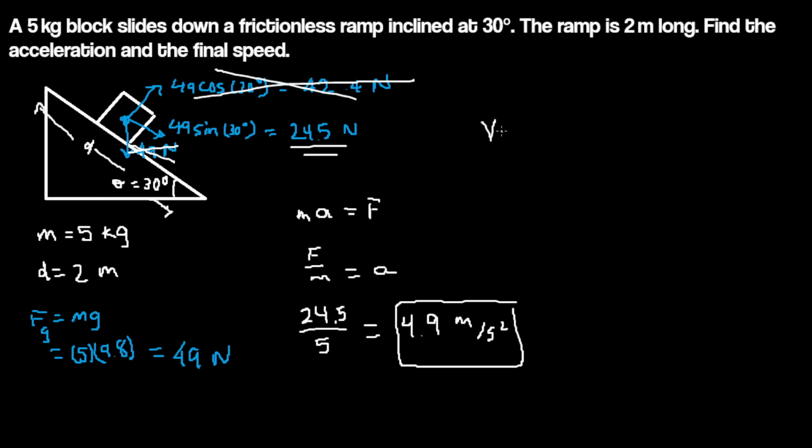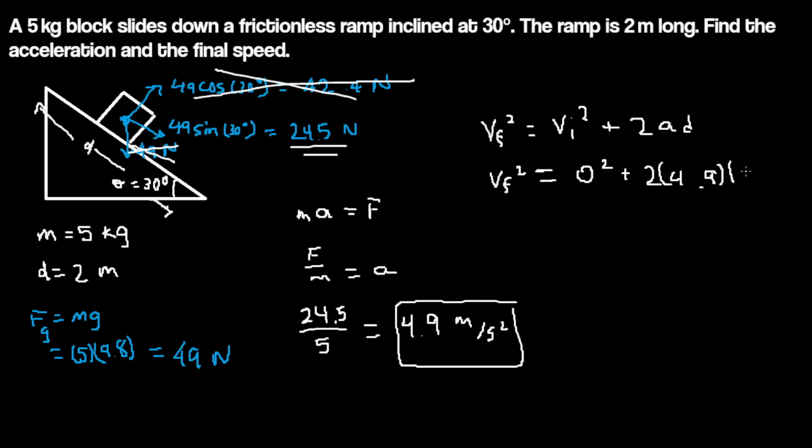We know that v final squared equals vi squared plus 2ad. We know that our block starts at rest. Normally it would say in the problem here, but it doesn't say, so we could just assume it starts at rest. So we get 0 squared plus 2 times our acceleration, 4.9, as we mentioned in this problem, times d, which is 2 meters. That's given. So we get Vf squared equals 19.6, and the square root of that, more specifically, is 4.43 meters per second.